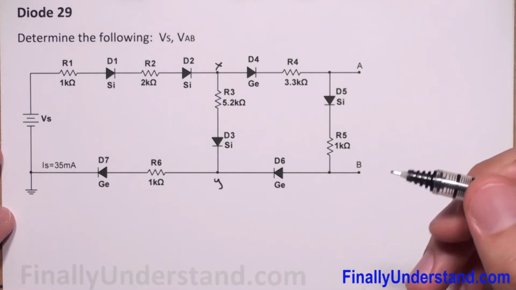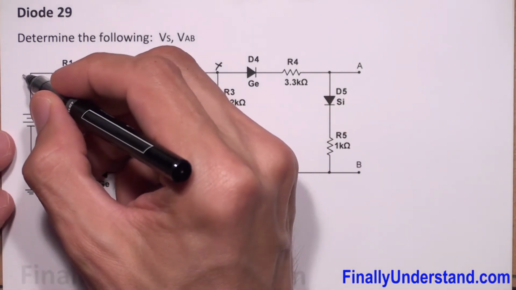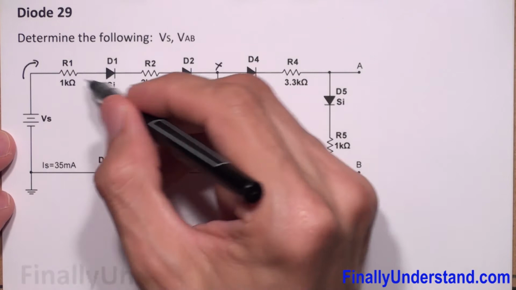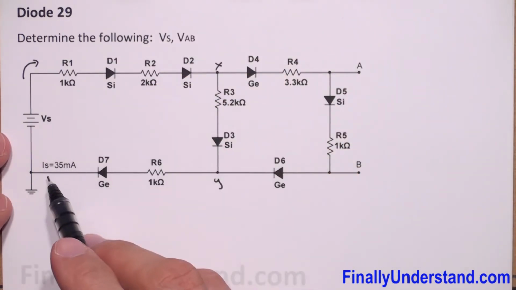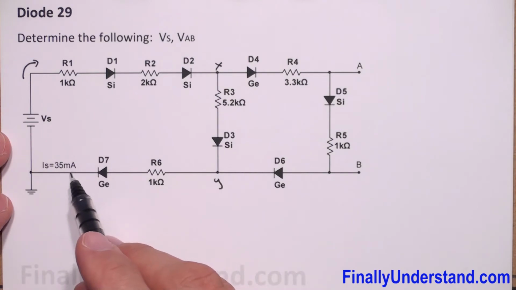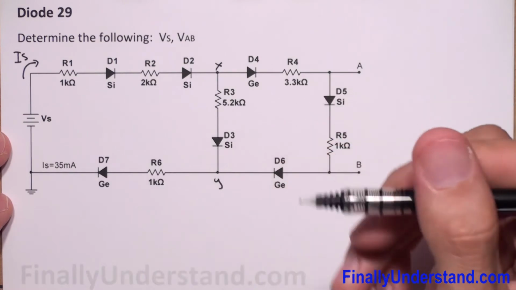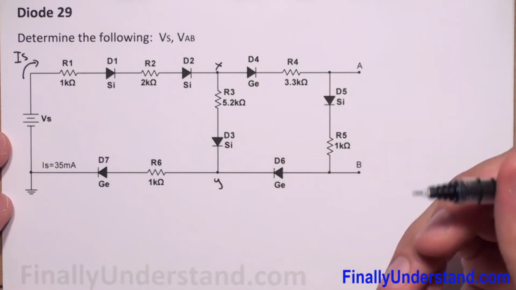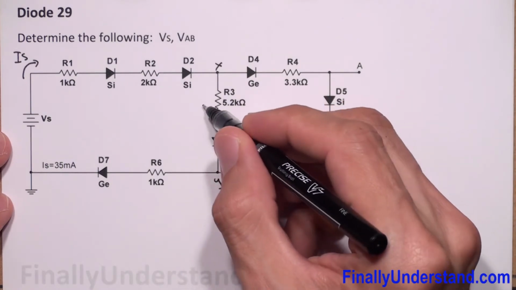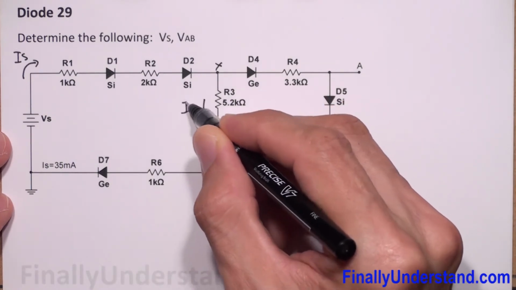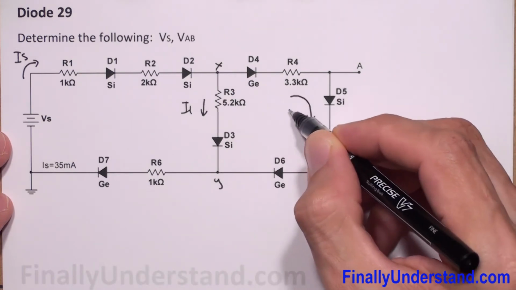The first thing I'm going to do is label the currents. I'm going to call the current that goes through these components I source. It is given: I source is equal to 35 milliamps. In other words, I can also say this is my I total, and this is going to be my current I1, and this is going to be my current I2.